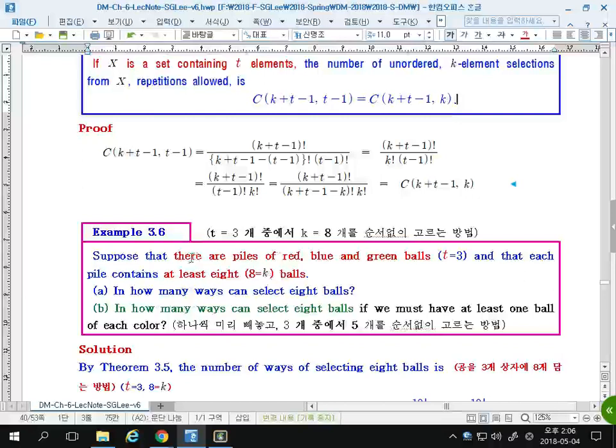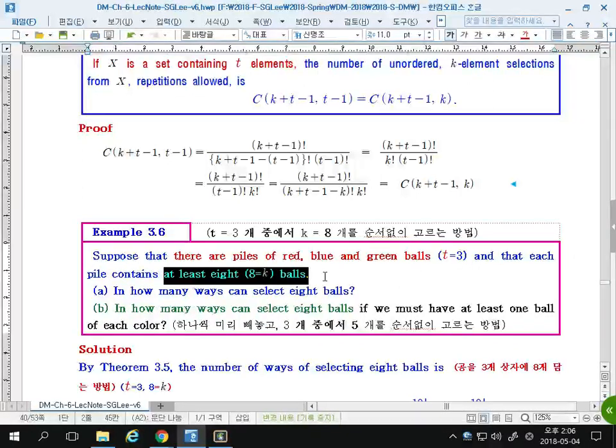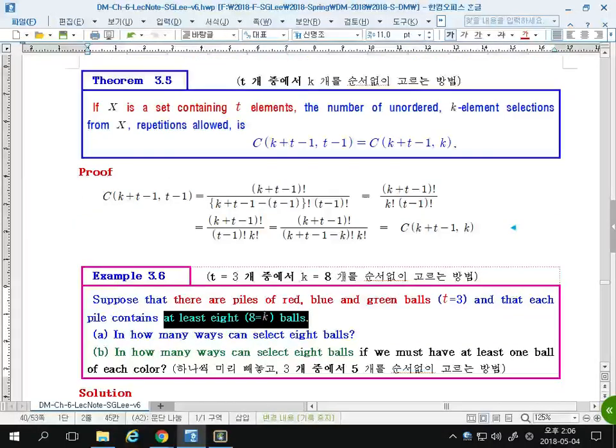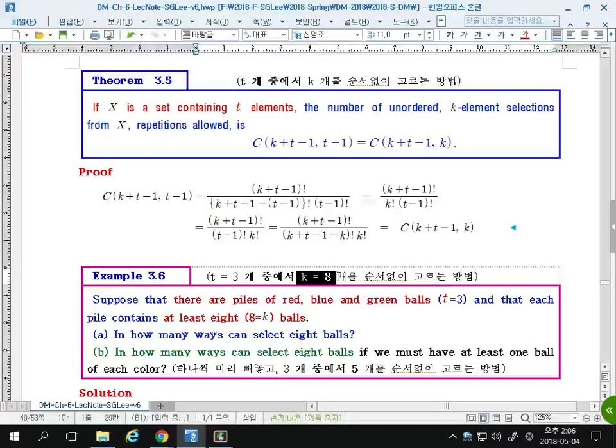Suppose that there are piles of red, blue, and green balls. So we have 3 types of balls, and each pile contains at least 8 balls here. So we are choosing 3 different types of objects and choosing 8 out of those 3 categories.